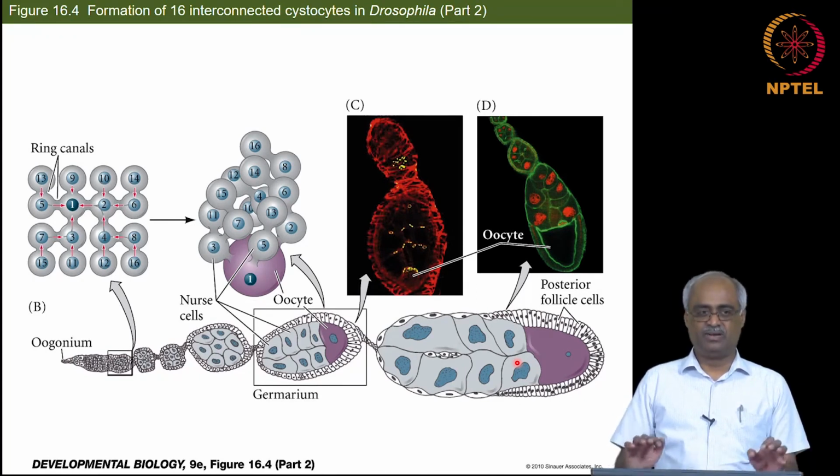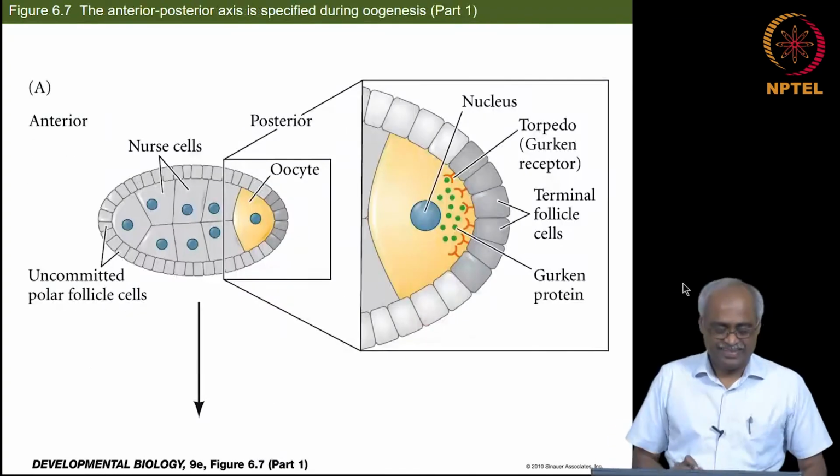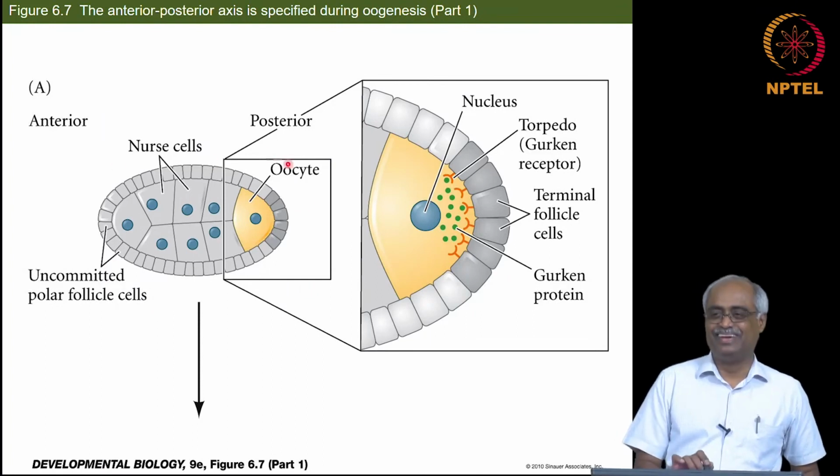So, when we talk about asymmetry, body plan and so on in the oocyte, we are not making a mistake, we are actually talking about the oocyte, we are not wrongly labeling the embryo as oocyte. So, now we have a sort of understanding of what this structure is, right.